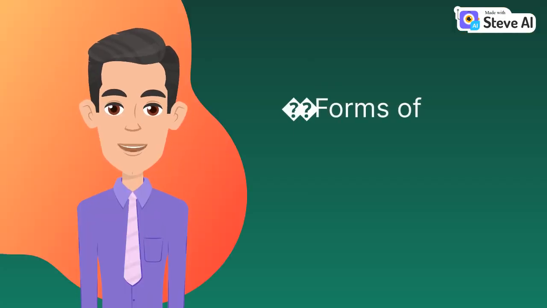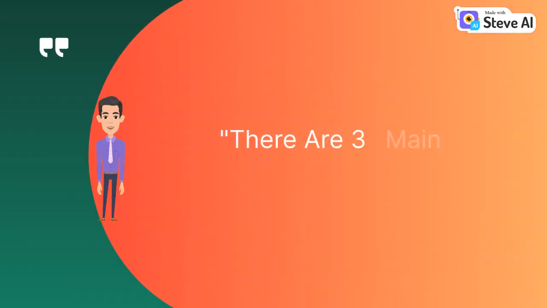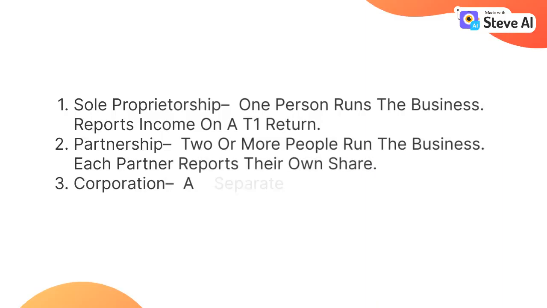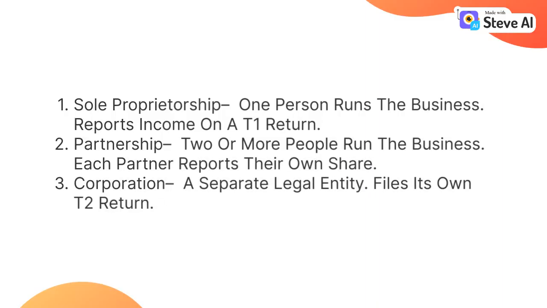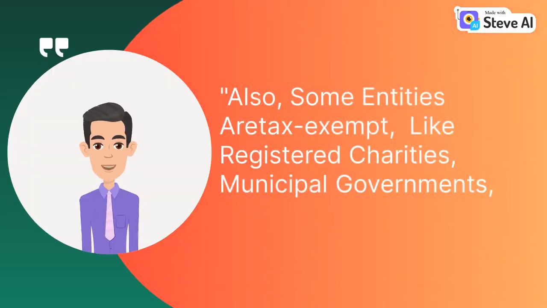Forms of business versus tax entities. There are 3 main forms of business. Sole proprietorship, one person runs the business. Reports income on a T1 return. Partnership, 2 or more people run the business. Each partner reports their own share. Corporation, a separate legal entity, files its own T2 return. Also, some entities are tax exempt, like registered charities, municipal governments, and RRSPs.